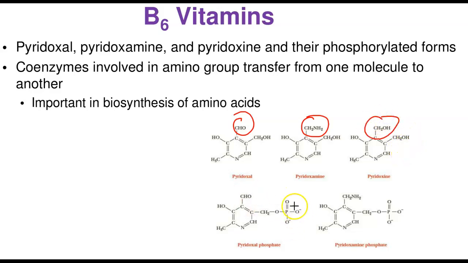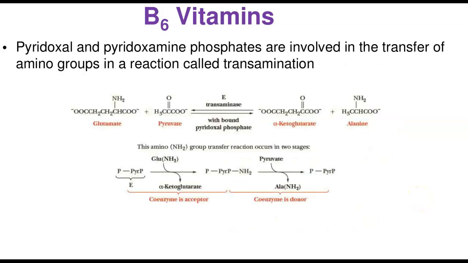It is pyridoxal phosphate when you connect a phosphate group here. It is pyridoxamine phosphate when it has an amino group here and also has a phosphate group here. So these are the types you're going to see. The pyridoxal and the pyridoxamine phosphate are involved in group transfer reactions. Basically, what they do is transfer the amino group in intermediary metabolism. We see this in transamination in the metabolism of amino acids.